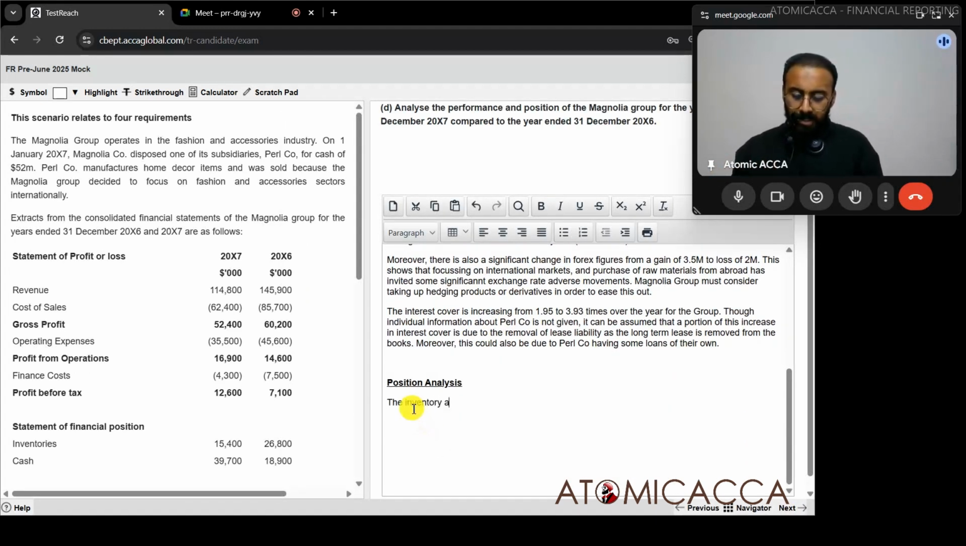The inventory days are decreasing from 114 days to 90 days.